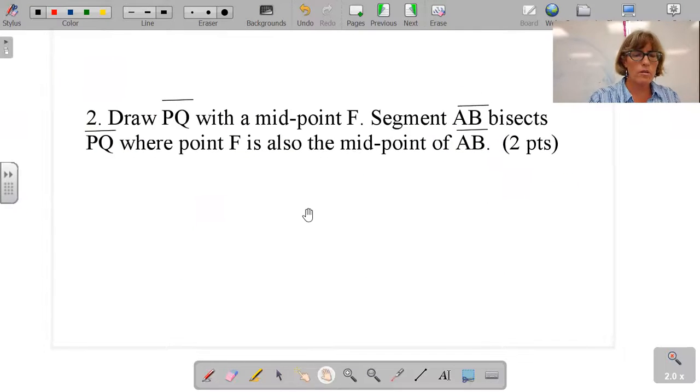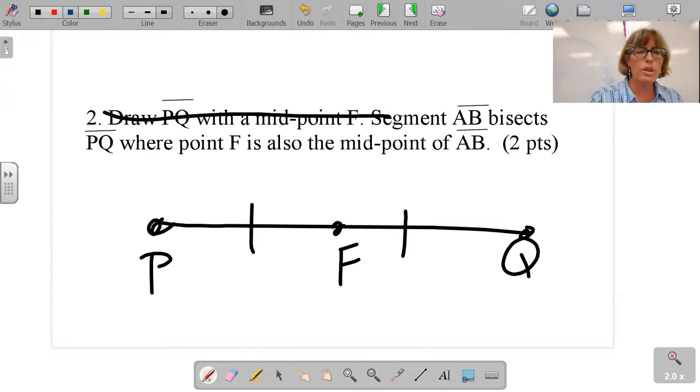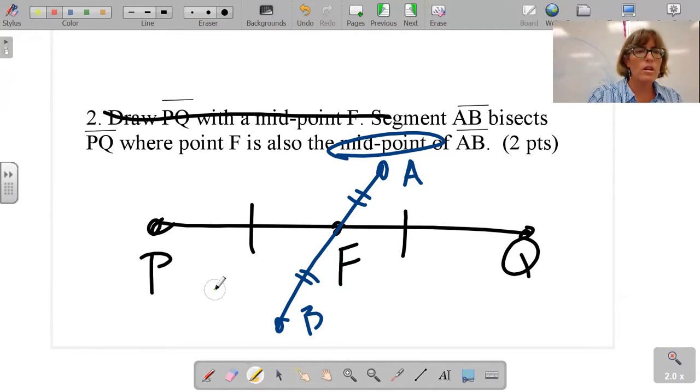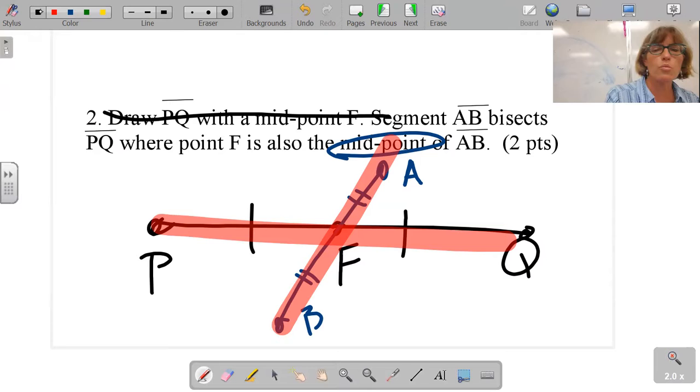Down here, PQ, midpoint of F, hatch marks. And then AB bisects PQ, so here we have another segment. Which one is A, which one is B doesn't matter, so it could be flipped, it's totally fine. But it is a second midpoint, so they need to have 2 hatch marks. That's 2 points. They get 1 point just for getting those segments drawn with the PQ and the AB. And then 1 point for the hatch marks being appropriate, 2 points total.